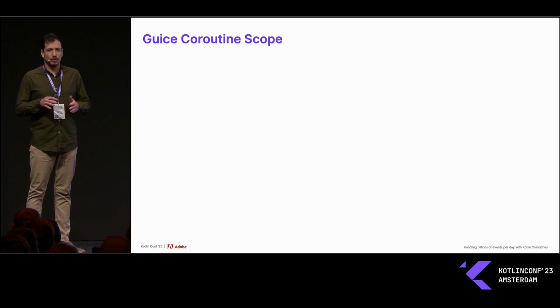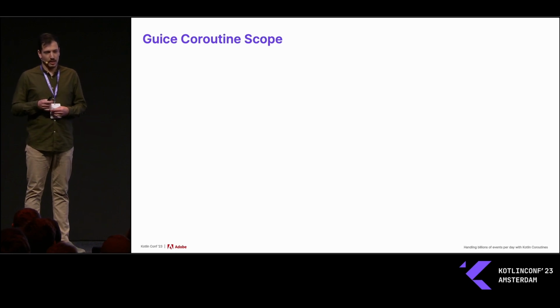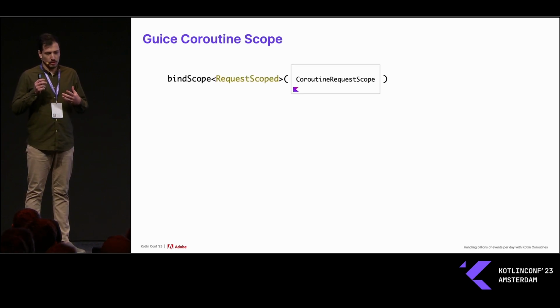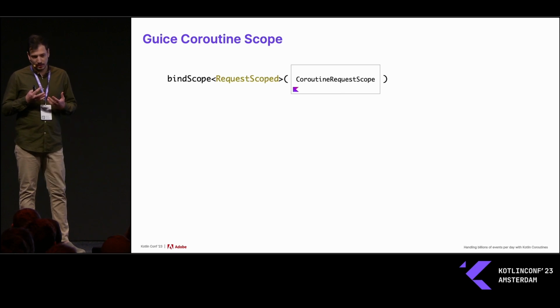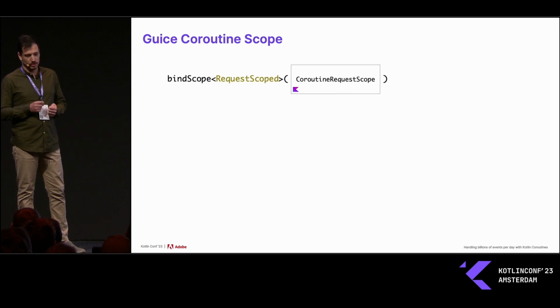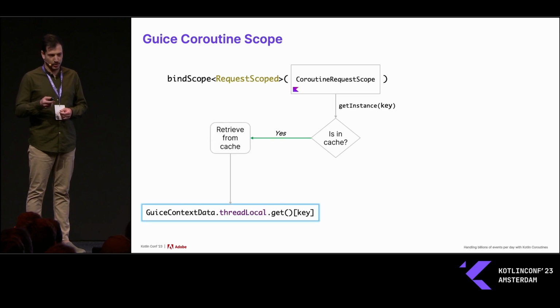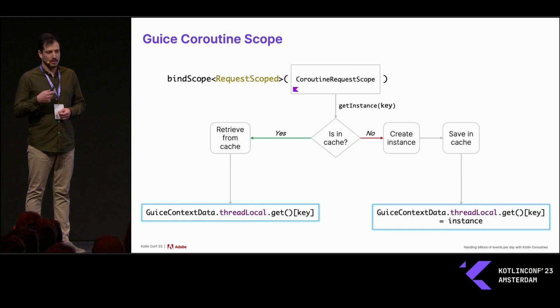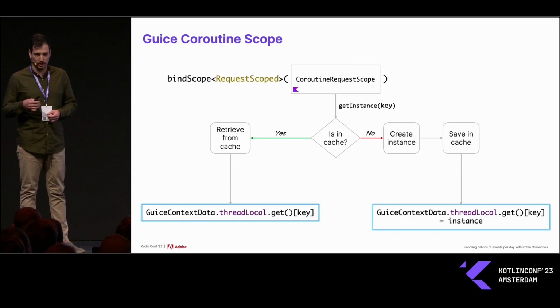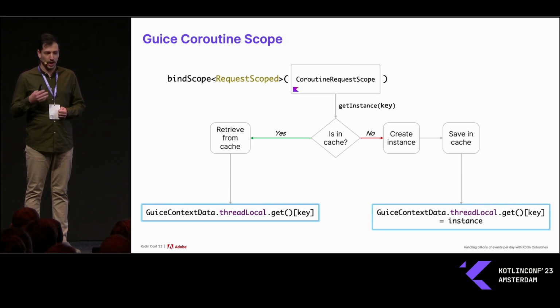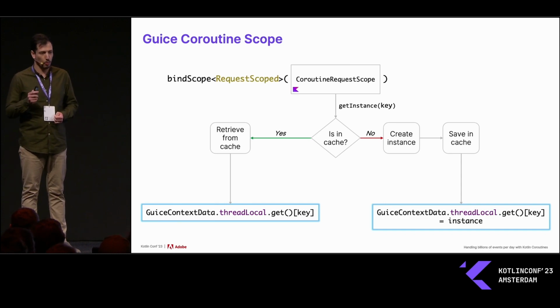Now, we also need to make Guice coroutine aware, right? Because we need to make Guice use the same thread local variable that we referenced before. So when an instance is requested, we look it up in the cache, and the cache is our thread local variable. If it is present, we just return it. And if it is not present, we need to instantiate it for the first time and also cache it so that during the same request, we continue to return the same instance.